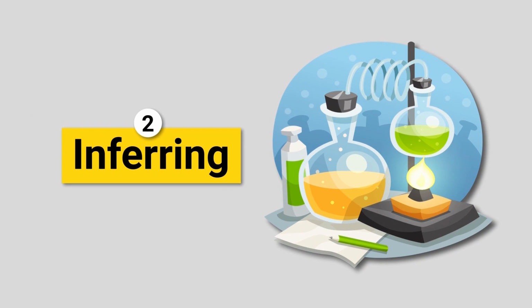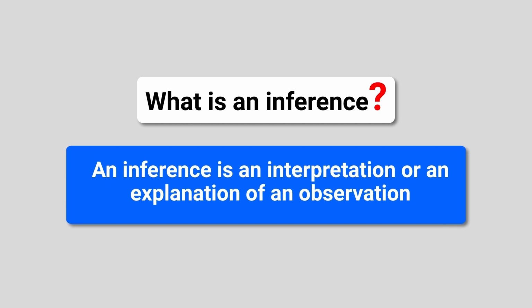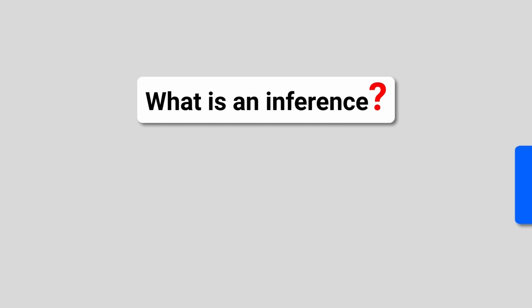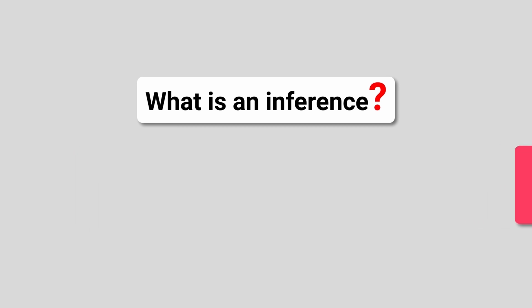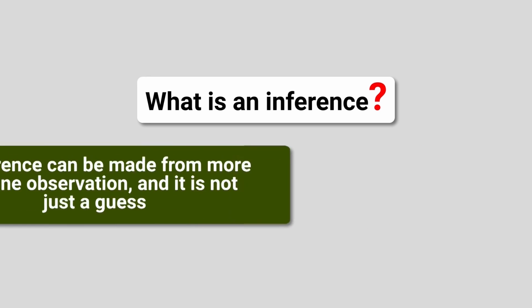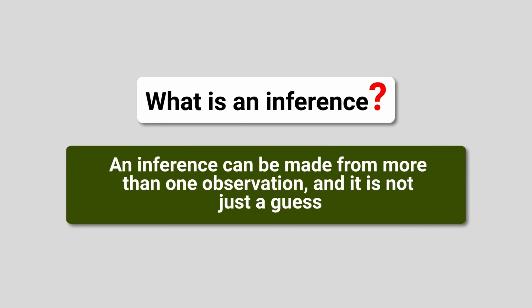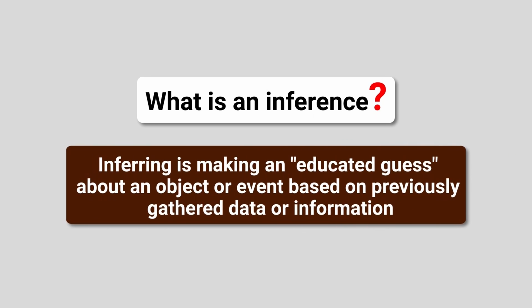Inferring is another process skill. Inferring, what is an inference? An inference is an interpretation or an explanation of an observation. The observation is made using our senses. To make an inference, we connect what we observed to prior knowledge and the new information observed through our senses. An inference can be made from more than one observation, and it is not just a guess. Inferring is making an educated guess about an object or event based on previously gathered data or information.